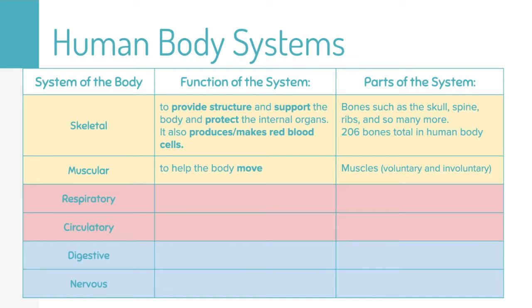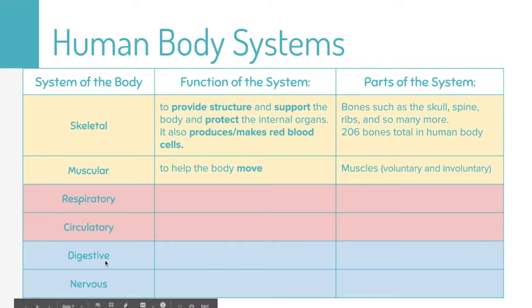And the main parts of the system that we're going to focus on are bones such as the skull, the spine, and the ribs, because the skull protects our brain, the spine protects our spinal cord, and our ribs protect our lungs and our heart, which we'll be talking about today. And the muscular system helps our body move. So the 2 types of muscles that we covered were voluntary and involuntary.